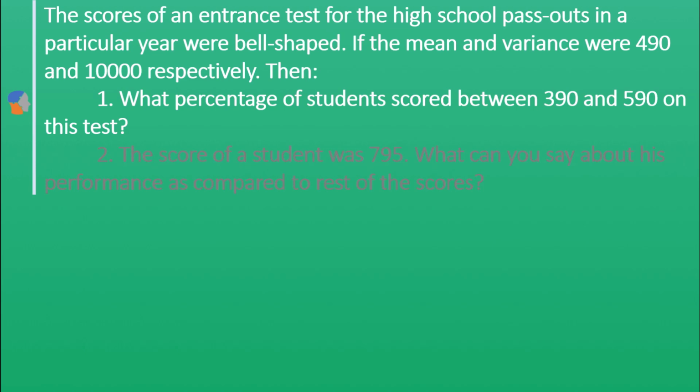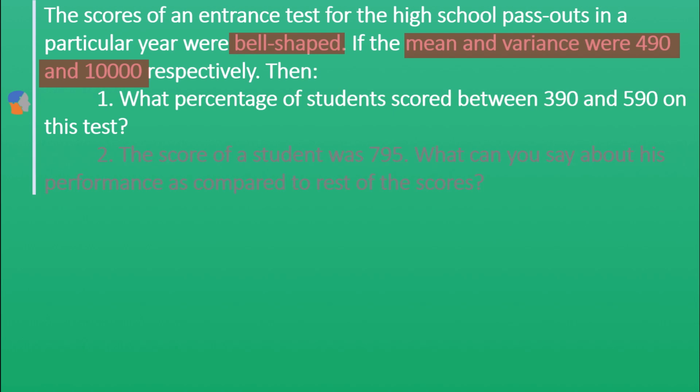Let me explain this example. The scores of an entrance test for the high school pass outs in a particular year were bell-shaped. The mean and the variance were 490 and 10,000 respectively. First, let me understand the given information. It doesn't mention this has a normal distribution, but bell shape. It is enough to assume this has a normal distribution. So the mean is 490 and the variance is 10,000.